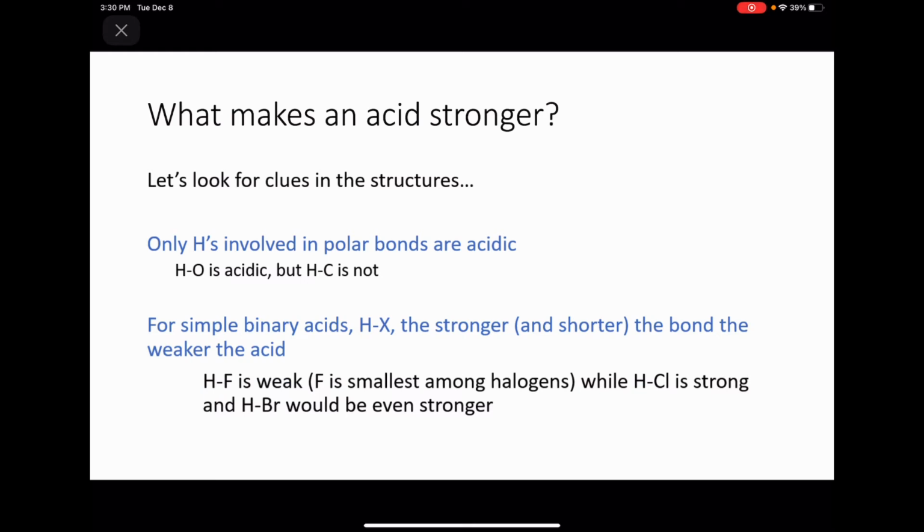And so if we think about it, HF has a strong bond, is a weak acid. And if we were looking at the halogens, F is at the top of that column. It's the smallest of those halogens. Well, HCl would be strong. HBr would be even stronger.